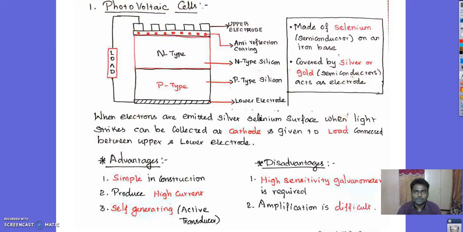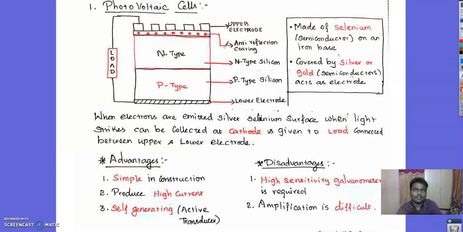Coming to the types of photoelectric transducer, the first one is the photovoltaic cell. Here's the construction of the photovoltaic cell. It will have two types of semiconductors placed one over the other: the first is P type and the second is N type. The P type and N type semiconductors are placed forming a junction, and this semiconductor layer is covered with two electrodes, a lower electrode and an upper electrode, and there is an anti-reflection coating.